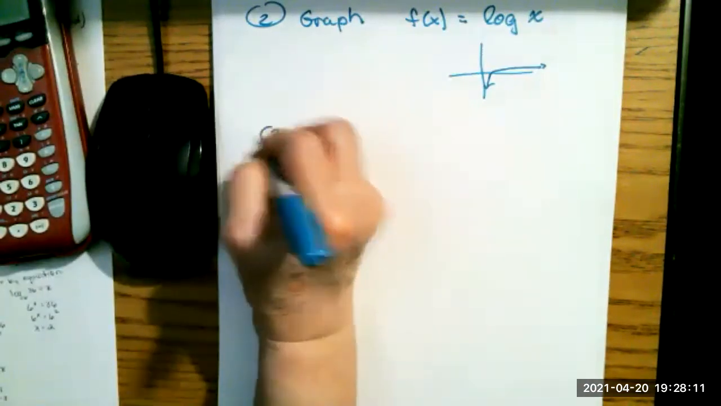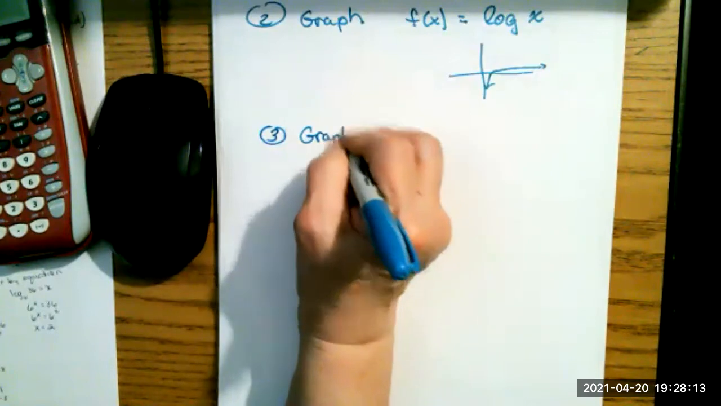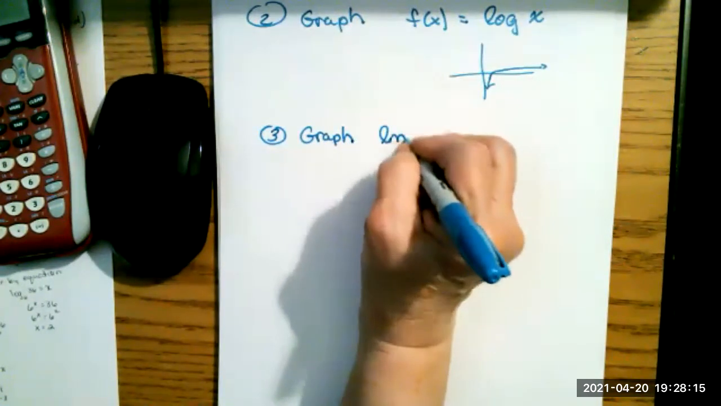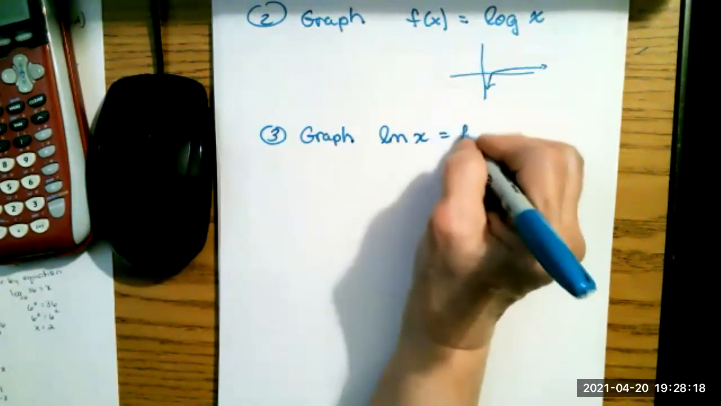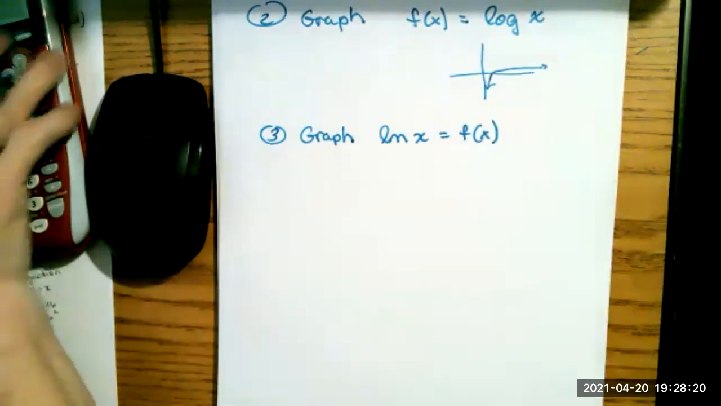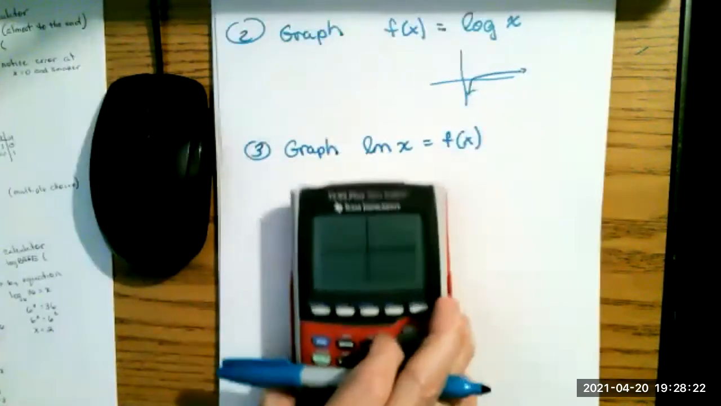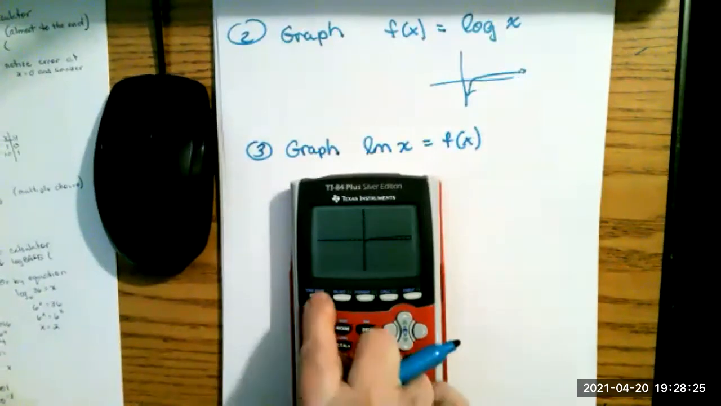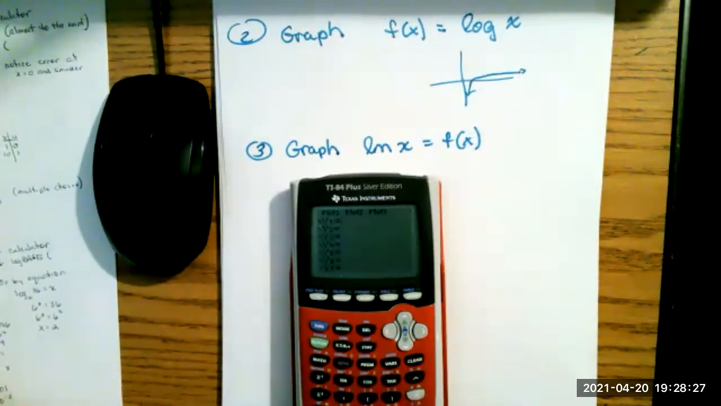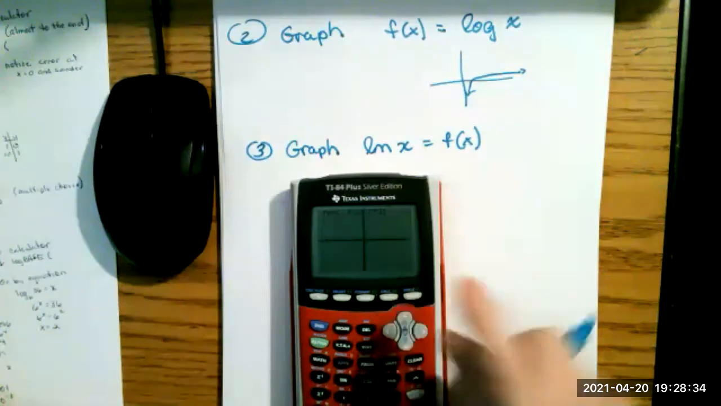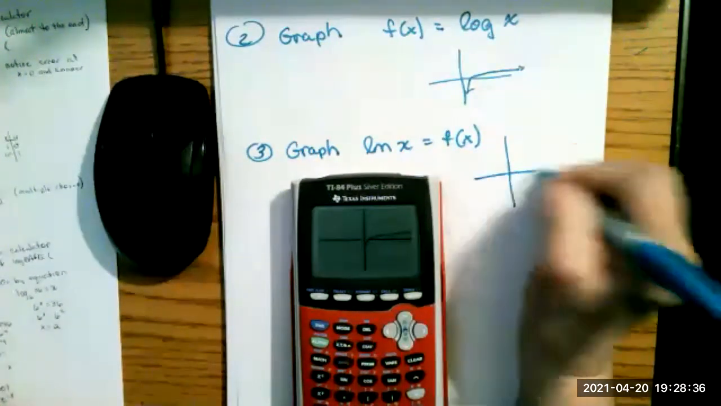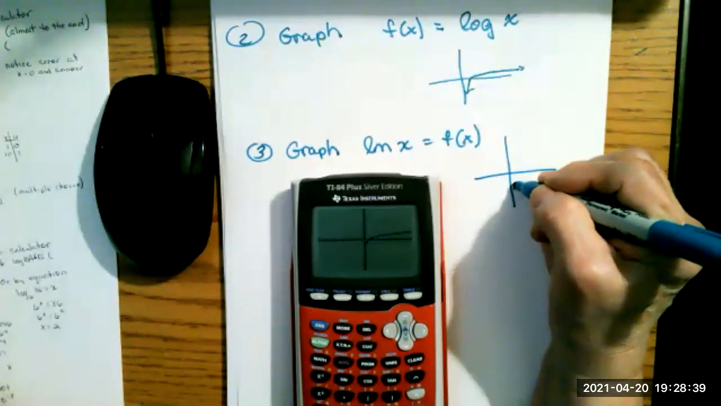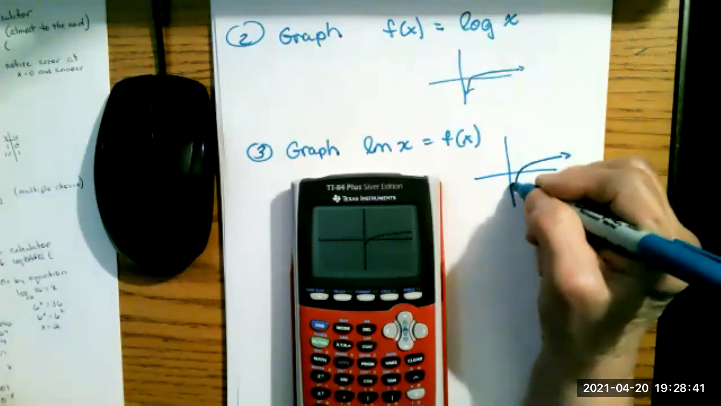Okay, let's try number 3. Number 3 uses a new logarithm. It's the ln x. Let's see what it looks like. Let's compare it. So this time we're going to hit y equals, clear out. Instead of doing log, we're going to go one down and do ln and put the x in there. And let's see what it looks like. It looks the same way. Same picture just about.